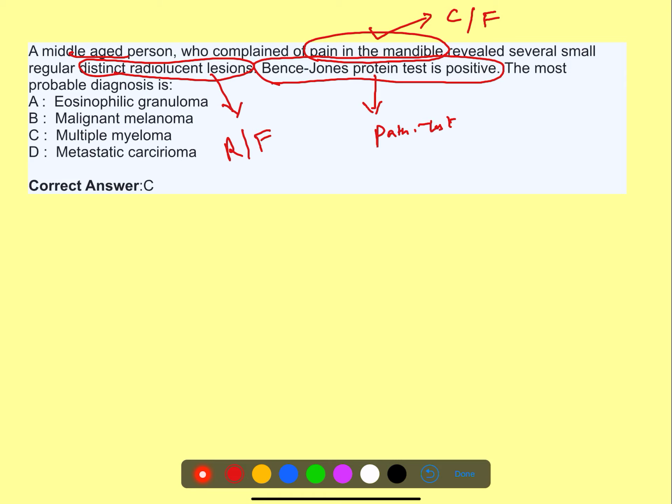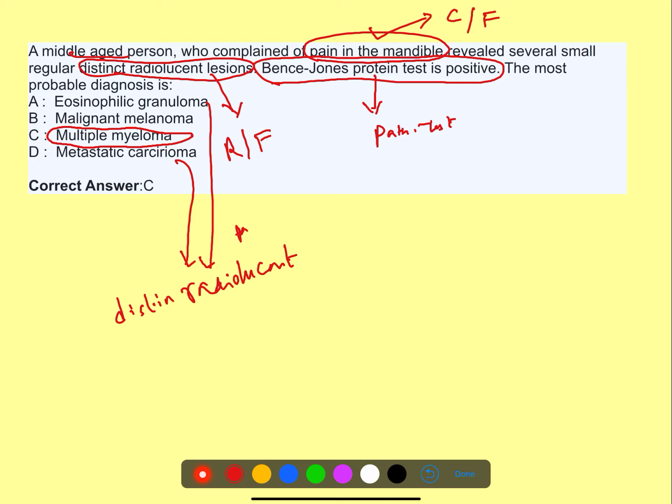So if you interlink all these three things, these are combined and can be seen in a person who is suffering with multiple myeloma. Even eosinophilic granuloma or metastatic carcinoma will have distinct radiolucent lesions, and patients will have pain. But you can relate with this pathology test where Bence-Jones protein test is positive. So you can directly select the option multiple myeloma.